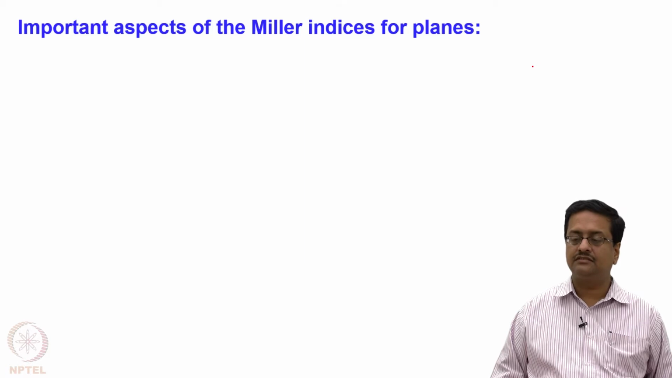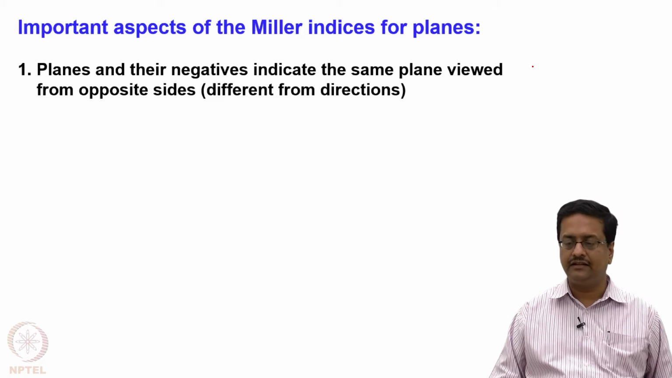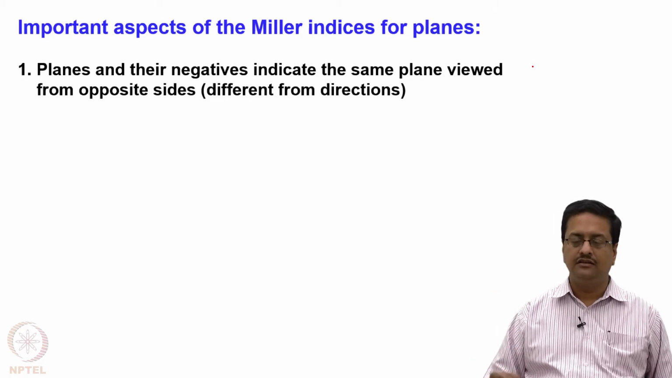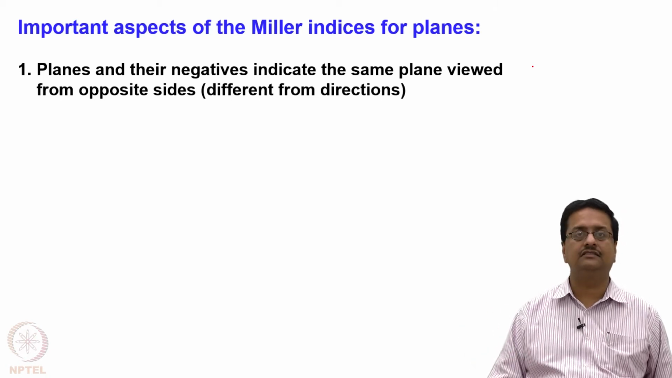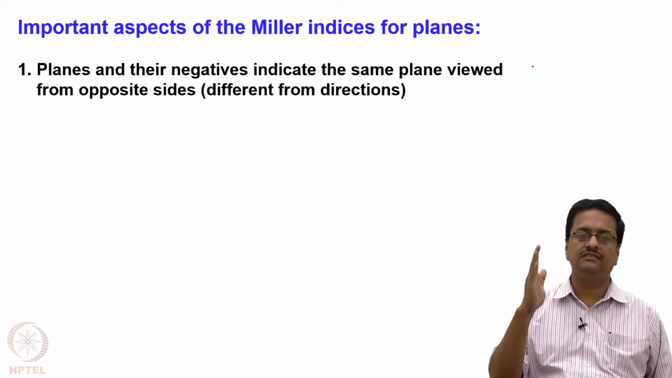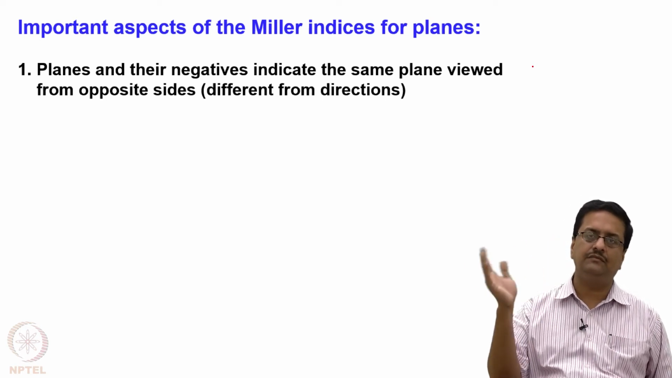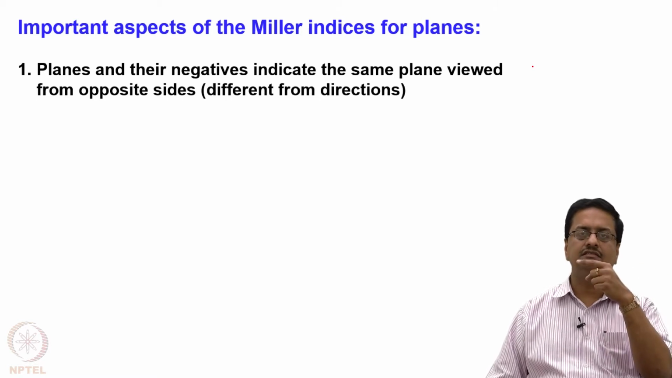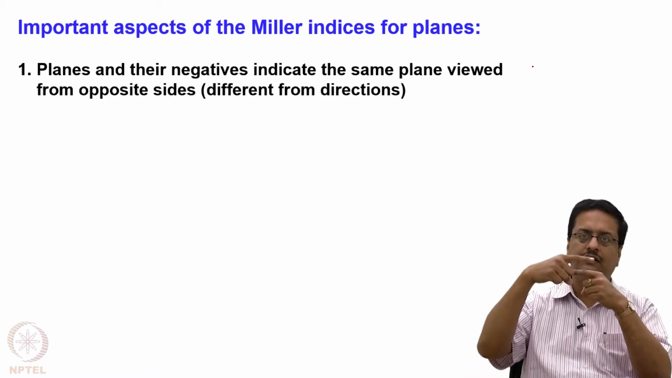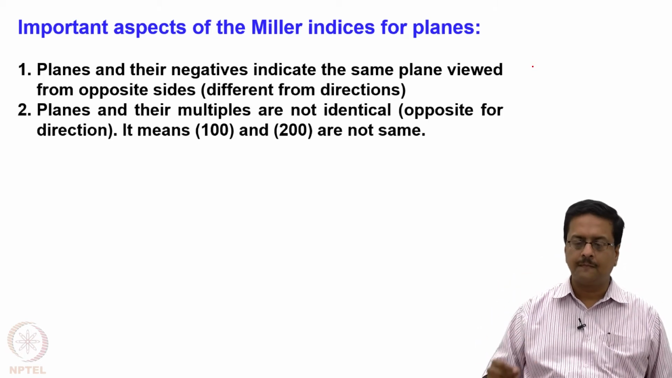Some important aspects of the Miller indices for planes continue. A plane and its negative indicate the same plane viewed from the opposite side. This is different for directions. So if you have a plane HKL and you are talking about H bar, K bar, L bar, you are looking at the same plane from two different directions. Whereas in the case of crystallographic directions, a direction HKL is opposite compared to the direction H bar, K bar, L bar. So they are two opposite directions.